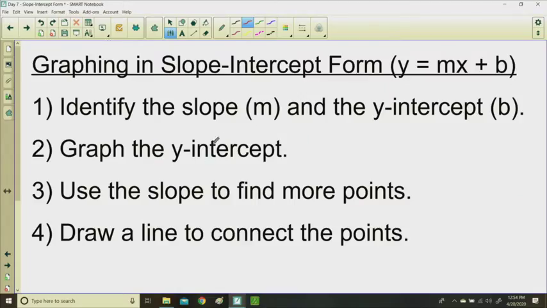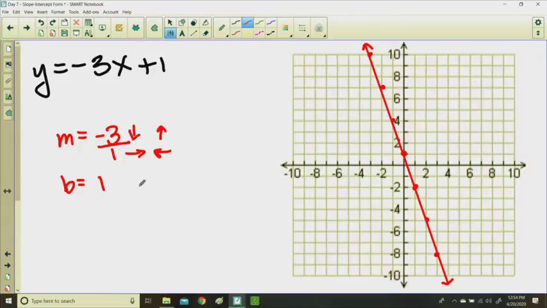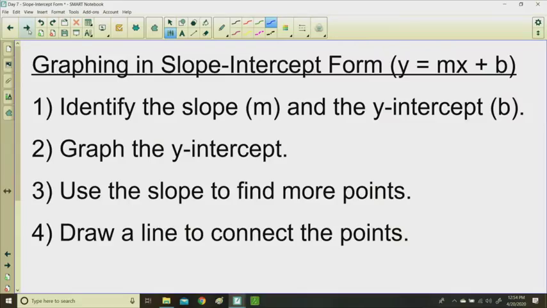Next thing I'm going to do is graph the y-intercept. That's where I start. B for beginning. So I started right here at 1. Remember, it's the y-intercept. A key mistake people make is they start here. That's 1, but that's not 1 on the y-axis. That's 1 on the x-axis. Always remember to go up and down. So it's up 1, not right 1.